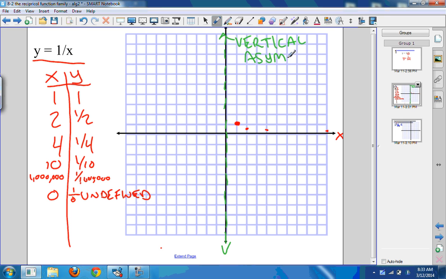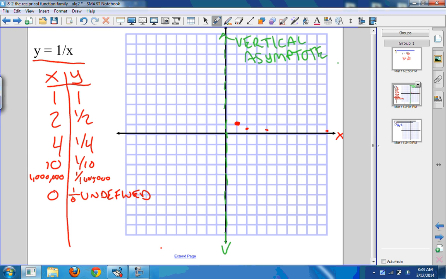An asymptote is where a function's undefined. It's never going to have a value. So our graph is never going to cross that line. It's never going to go through there. At 0 for our x value, it is undefined, so we have nothing there. It's called a vertical asymptote. You guys are going to look at some different vertical asymptotes today.